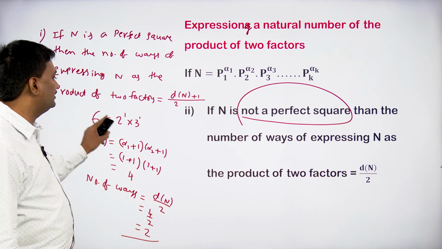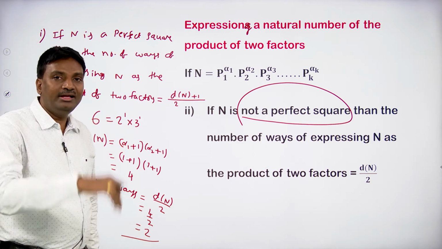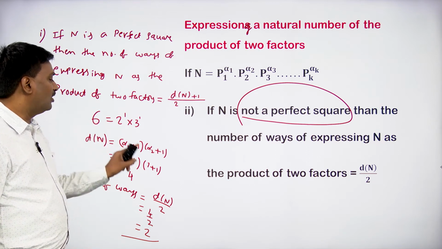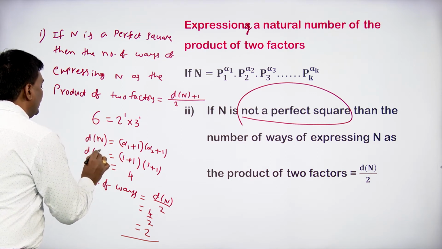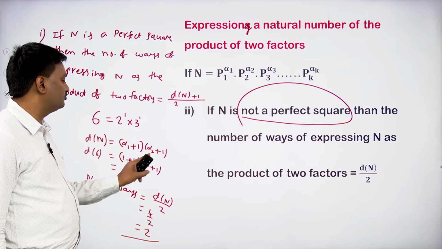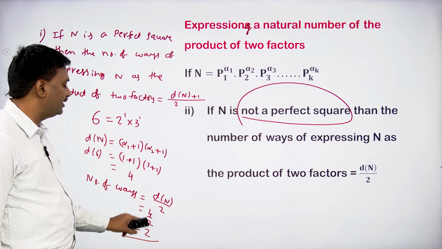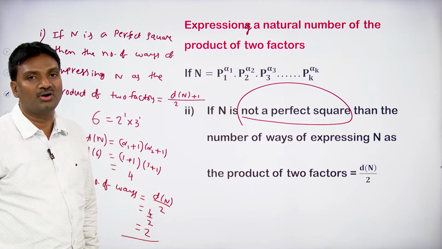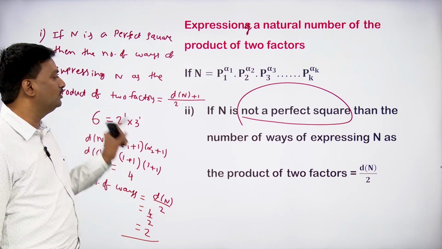If you take the number 6, that can be written as 2 power 1 into 3 power 1. By finding all the divisors of 6, d of n, so n means 6. The formula is alpha 1 plus 1 into alpha 2 plus 1. So 1 plus 1 and 1 plus 1, that is 4. So number of ways equal to d of n by 2, 4 by 2 equal to 2. In two ways we can express the number 6 as the product of two factors. Those two ways are 1 into 6 and 2 into 3.